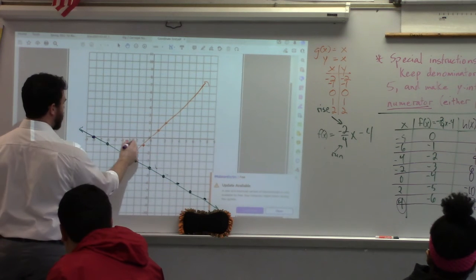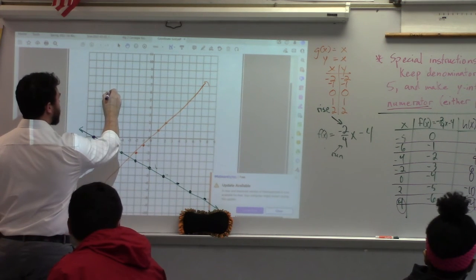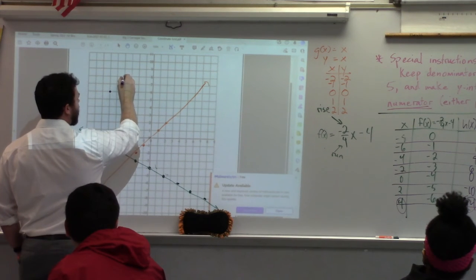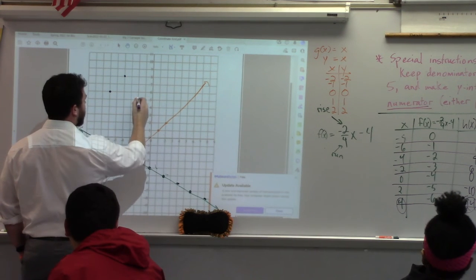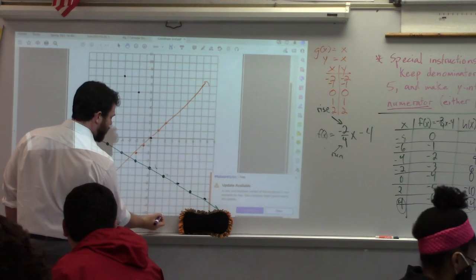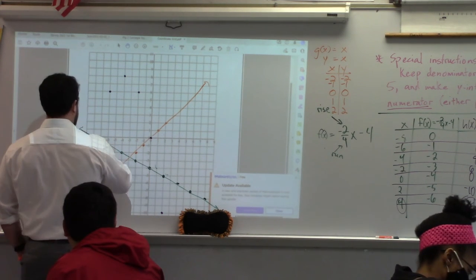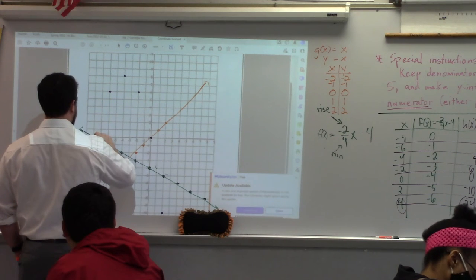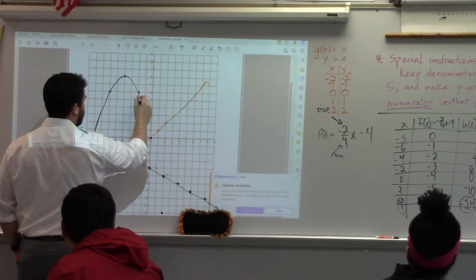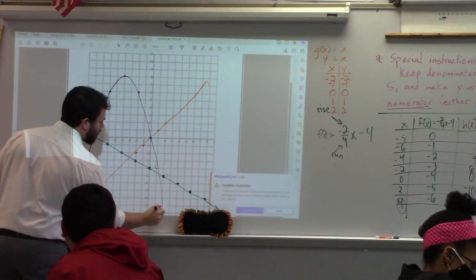Negative 8, 0, negative 6, 6, negative 4, 8. Now, some of you may not have this many points, and that's okay. It just depends on the functions that you wrote. But this roughly is the function that you should see. No matter what, what shape should you see on the graph?